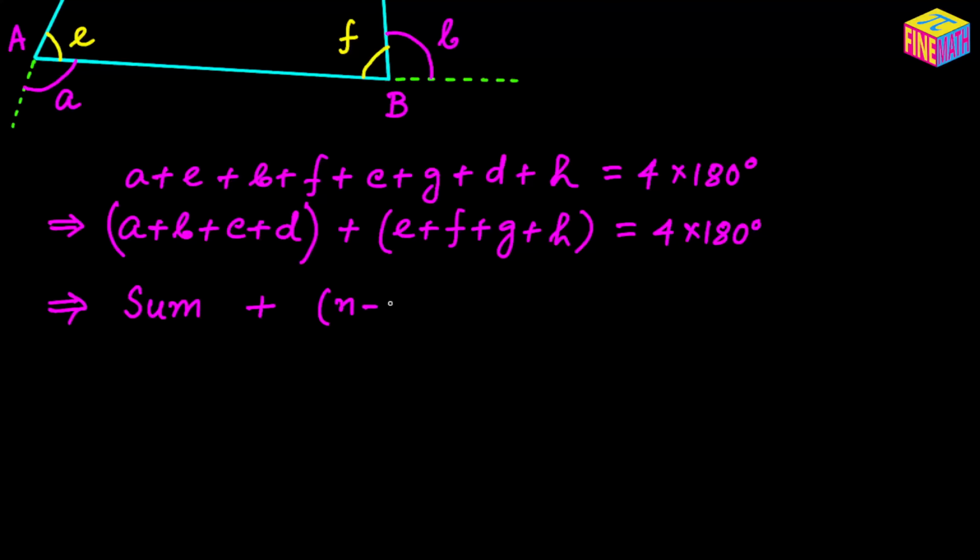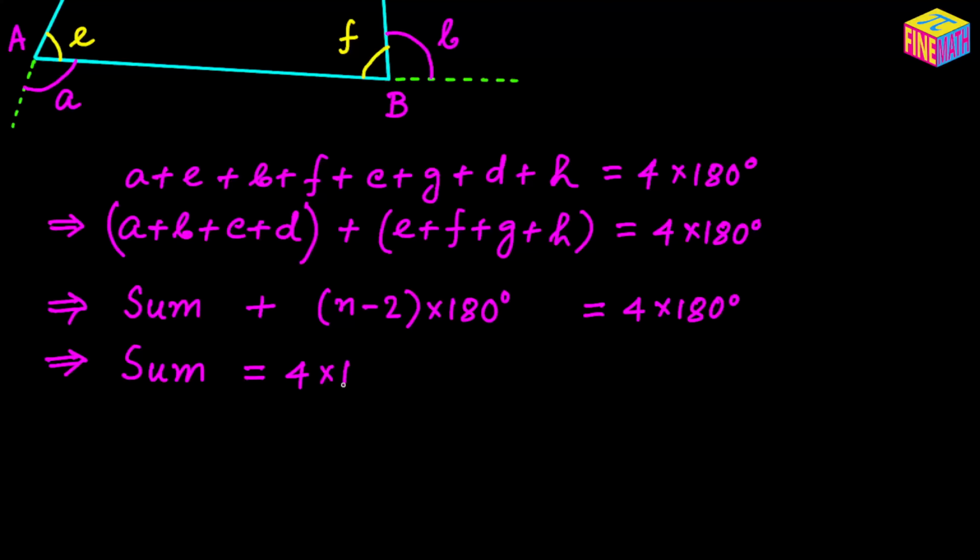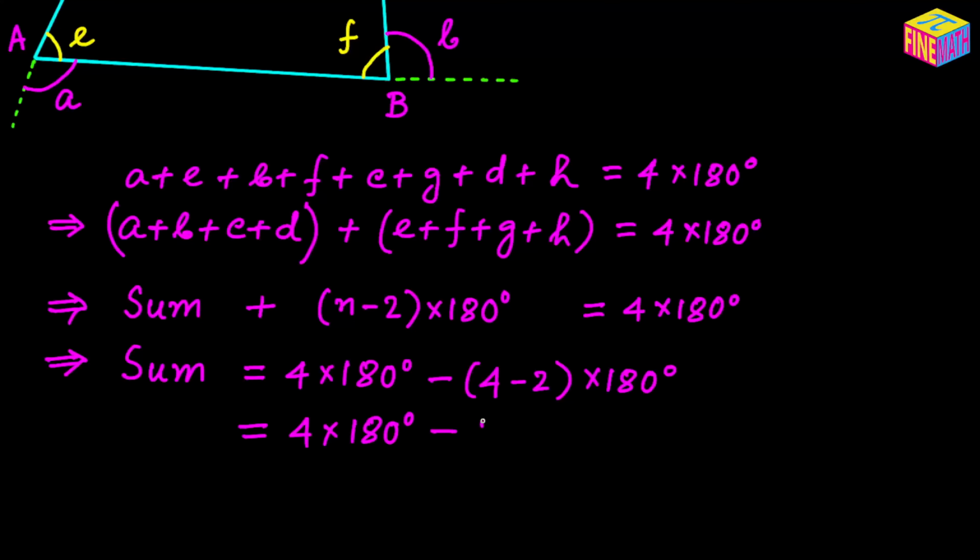So that sum would be n minus 2 times 180 degrees, where n is the number of sides of this polygon, and all of that will be equal to 4 times 180 degrees. From here, let's substitute the value of n also. We keep the sum of the exterior angles on the left hand side, and then this will be 4 times 180 degrees minus, in place of n, I'm going to use 4, because we are now talking about a quadrilateral. It has 4 sides, right? So n is 4, then minus 2 and times 180 degrees. So this is 4 times 180 degrees minus 2 times 180 degrees, and this is going to give us 2 times 180 degrees, which is also 360 degrees, or you can also say this is 2 pi radian, right?